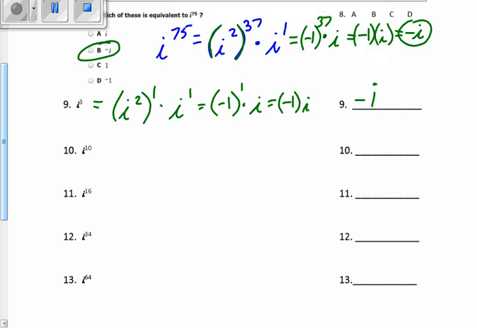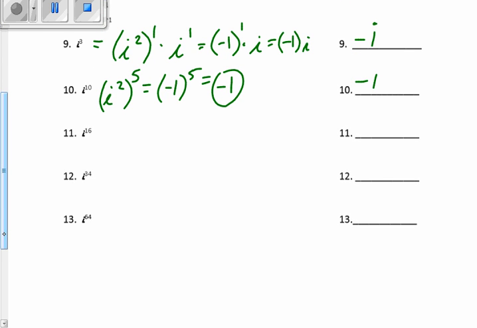i to the 10th. You can get 5 out of that, so i squared is -1 to the 5th power. -1 to the 5th again, you can just do it in your calculator, equals -1. i to the 16th. How many i squareds can you get out of, divide out of 16? 8. And i squared is -1. -1 to the 8th power, even number with -1, ends up being +1.